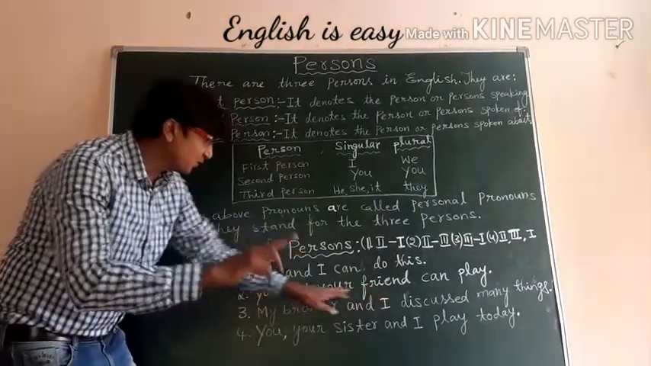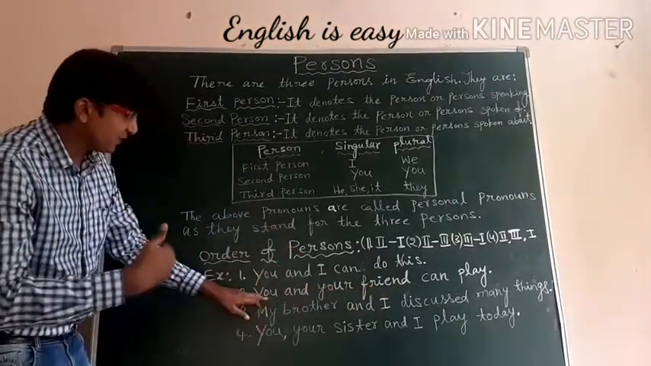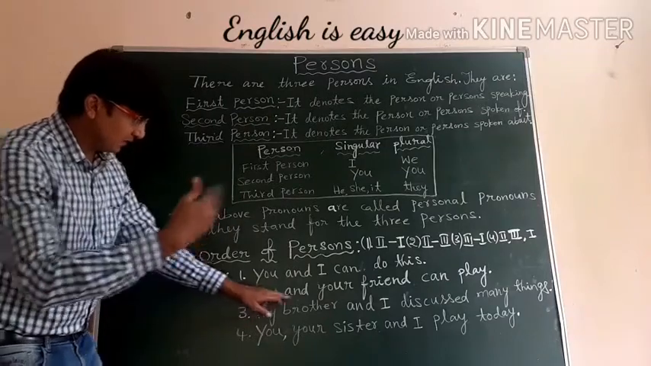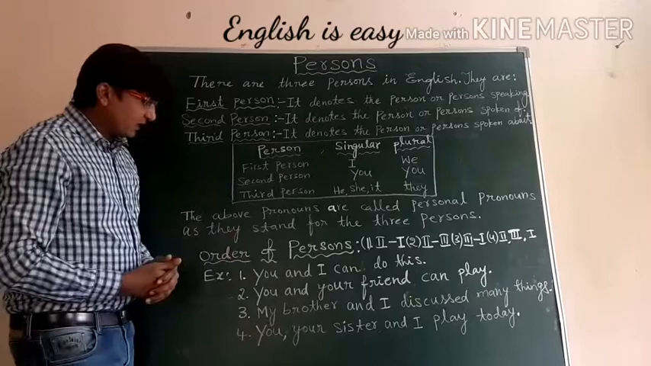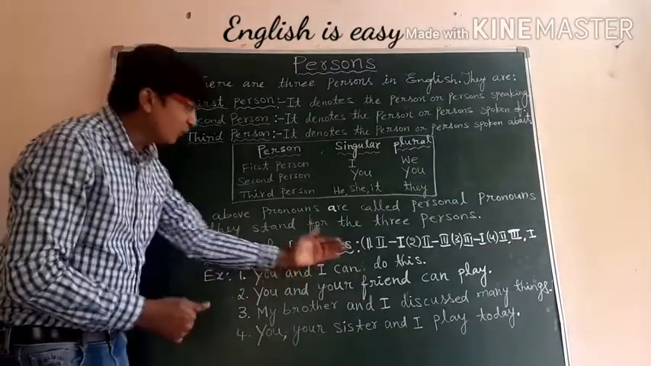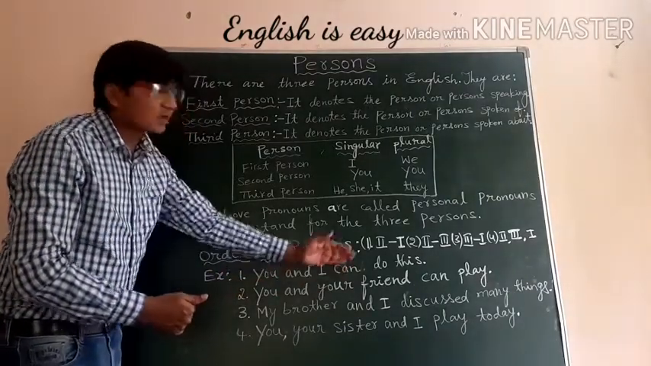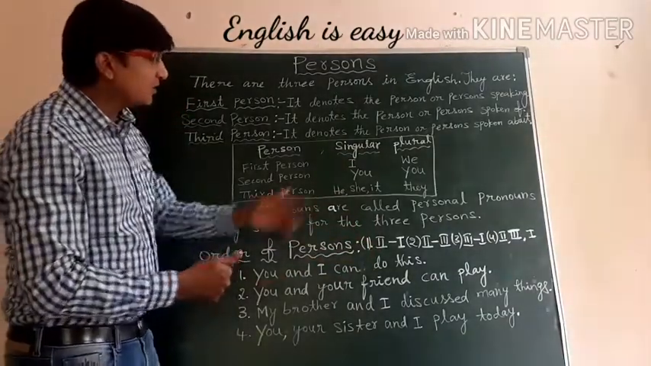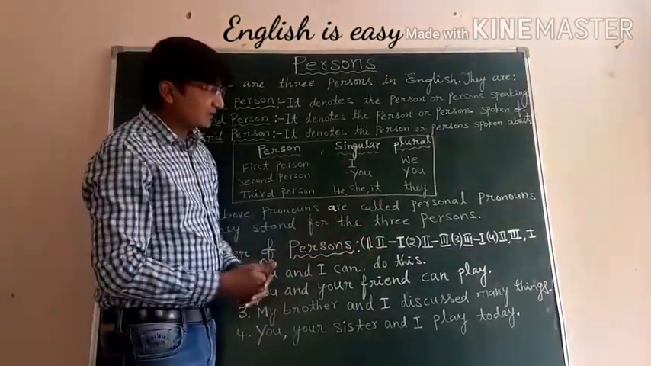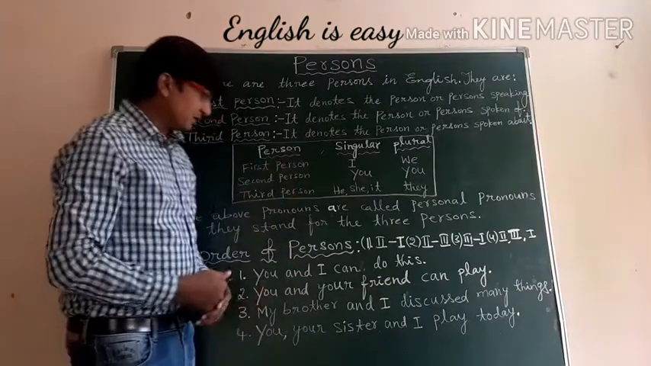If we have these two persons, first we have to take the second person and then the third person. So that's why we have to write like this, but not "your friend and you can play". We should not write like that because the order tells us that first comes the second person and then the third person.